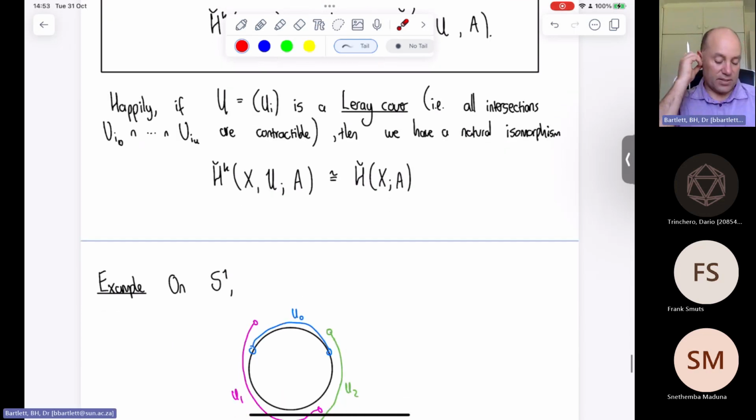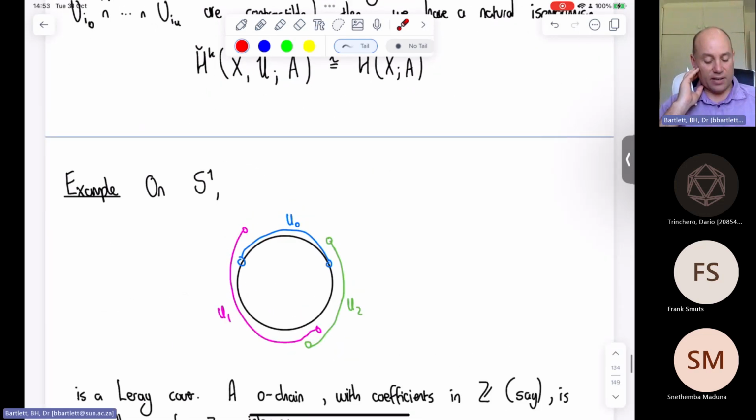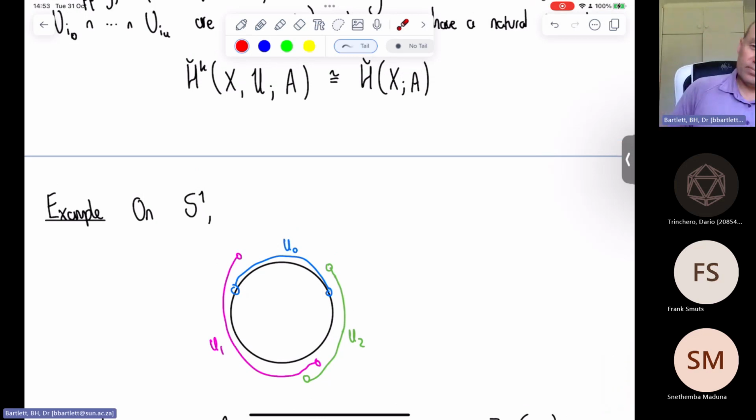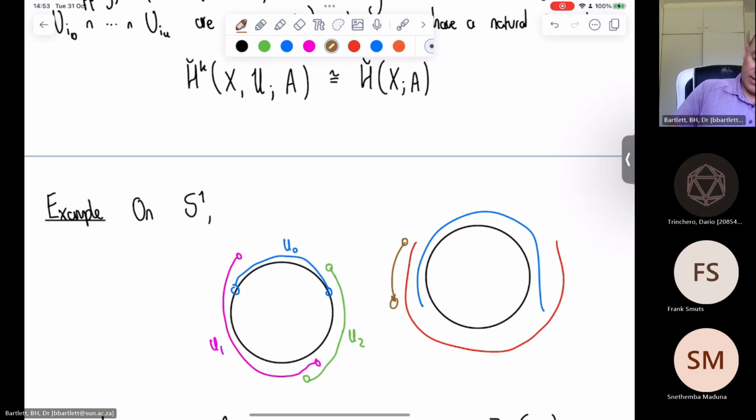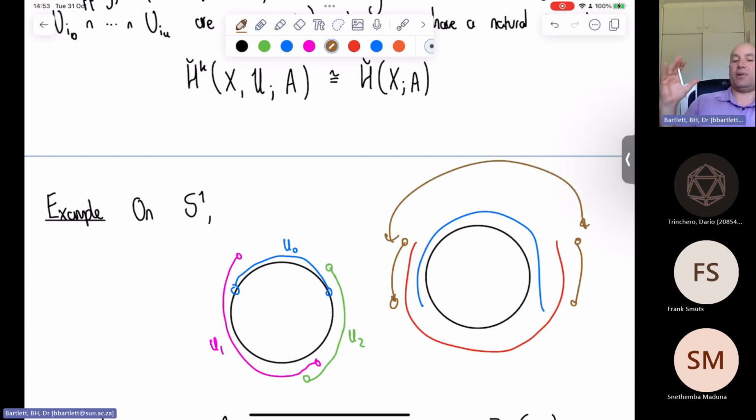Okay, so just to go back to our S1, we'd like to have a good cover here, just so that we can compute the Čech cohomology without making reference to the cover. So I can't take those two open sets anymore, because that wouldn't be a good cover. The intersection of these two sets would be this region here, union with this region here, and you see this is not contractible because it consists of two components. So you can't find a good cover of S1 with just two open sets.